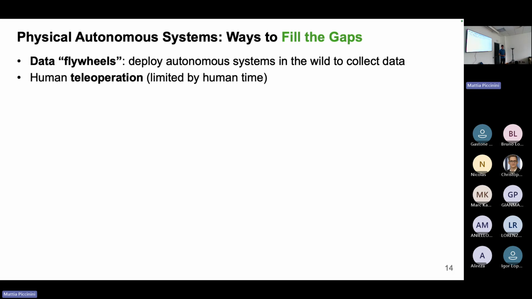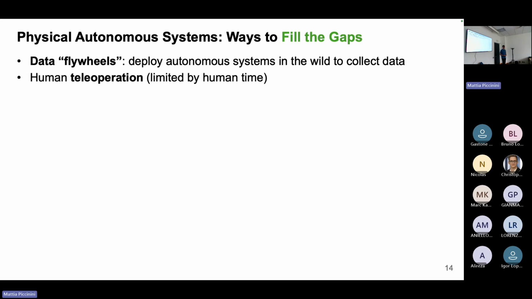Another possibility is human teleoperation, at least in robotics and some physical systems. So a human can control the robot at a distance and use this to collect data. Of course, this is limiting, right? So a human cannot work more than maybe 8 hours a day, 10 hours a day. So you have a limited amount of time. And also, I wouldn't like to actually do teleoperation the whole day, right?